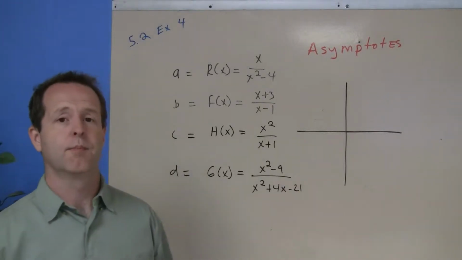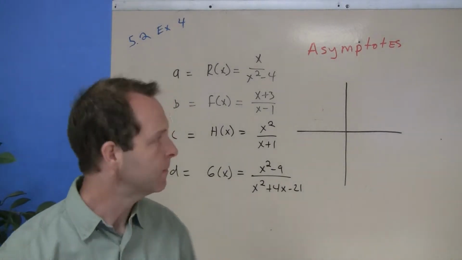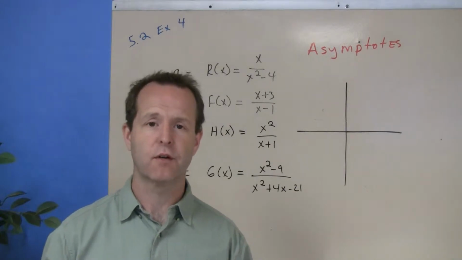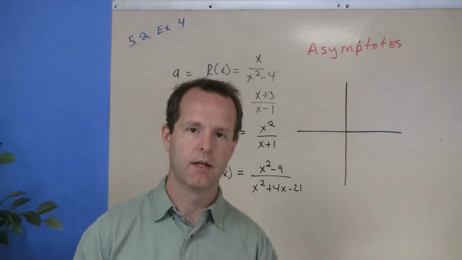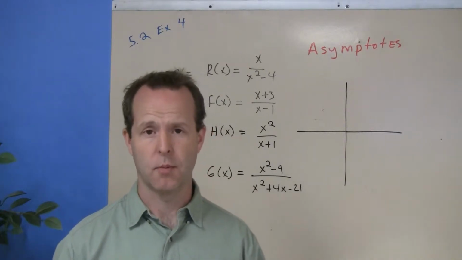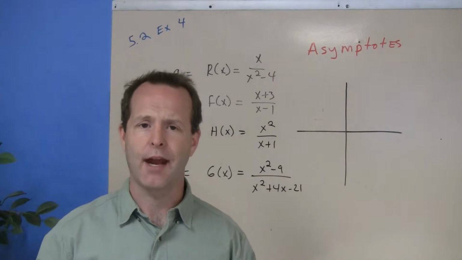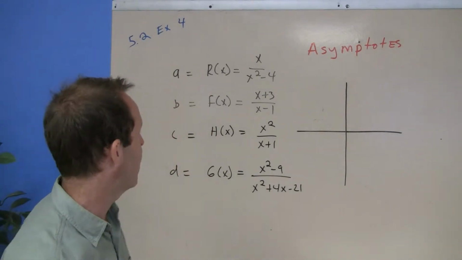Another idea we want to explore with rational expressions is something called an asymptote. And we're going to find out that rational expressions can have a vertical asymptote, horizontal asymptote, or an oblique asymptote. What we're going to look at right now are vertical asymptotes. Basically, an asymptote is an imaginary line that the graph can't cross through. So let's discover why that might make sense on some of these expressions.